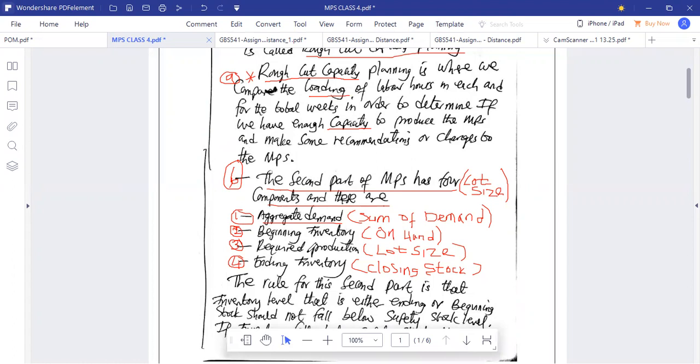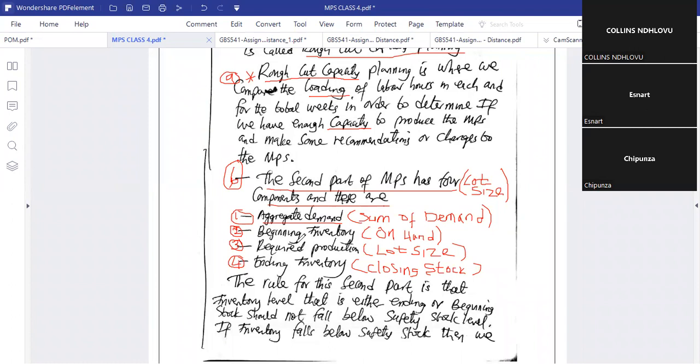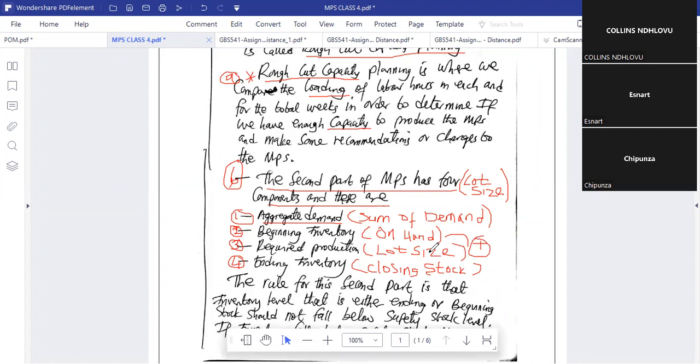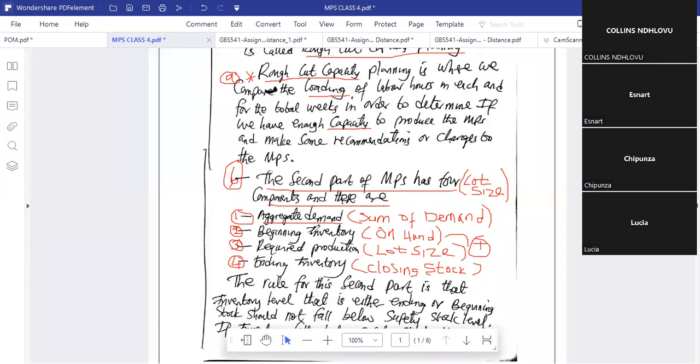So the lot size is the production size. Meaning what you have started with plus what you have produced, you add these two. So here you add the beginning stock plus the production, then minus the demand, so you know what you're going to close with. The beginning stock, plus how much you need to produce, minus what customers need, which is the demand units.